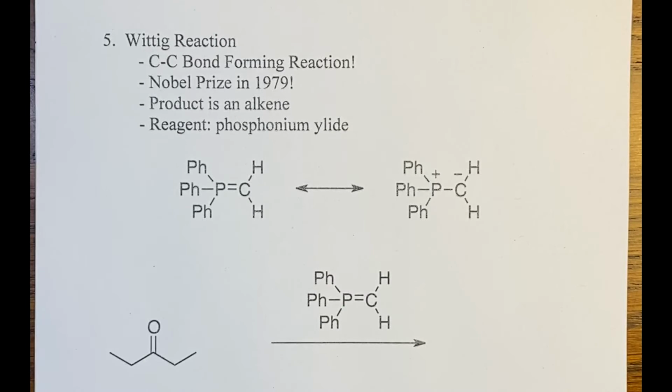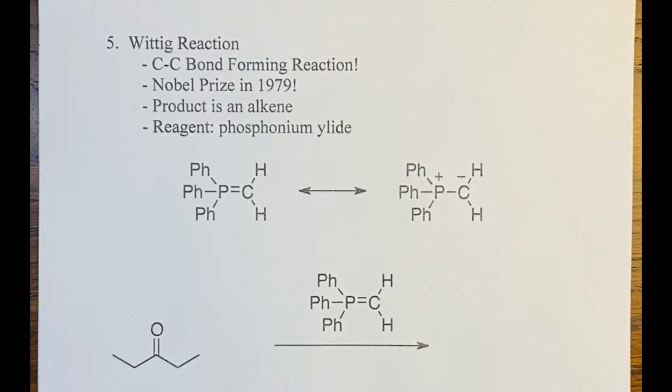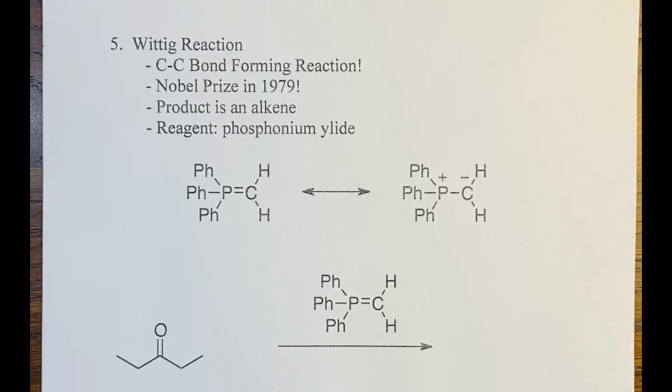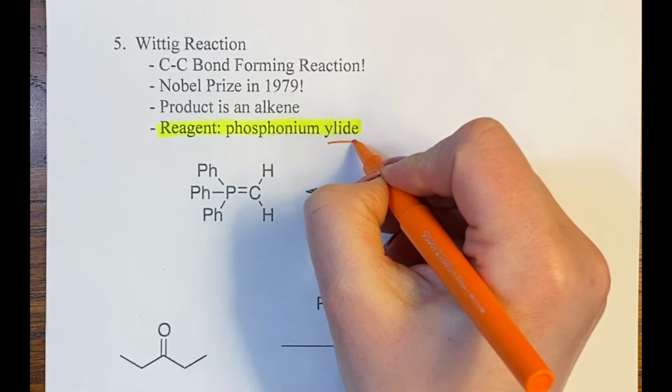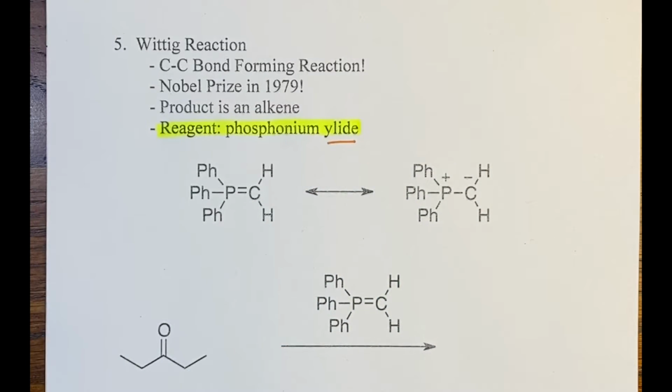The next reaction is a carbon-carbon bond forming reaction called the Wittig reaction. This reaction won the Nobel Prize in 1979, which is the same year that H.C. Brown also won his Nobel Prize for hydroboration oxidation. The product that we make out of this reaction is an alkene, and our reagent is what we call a phosphonium ylide. An ylide, by definition, is a molecule where we have opposite charges adjacent to one another.